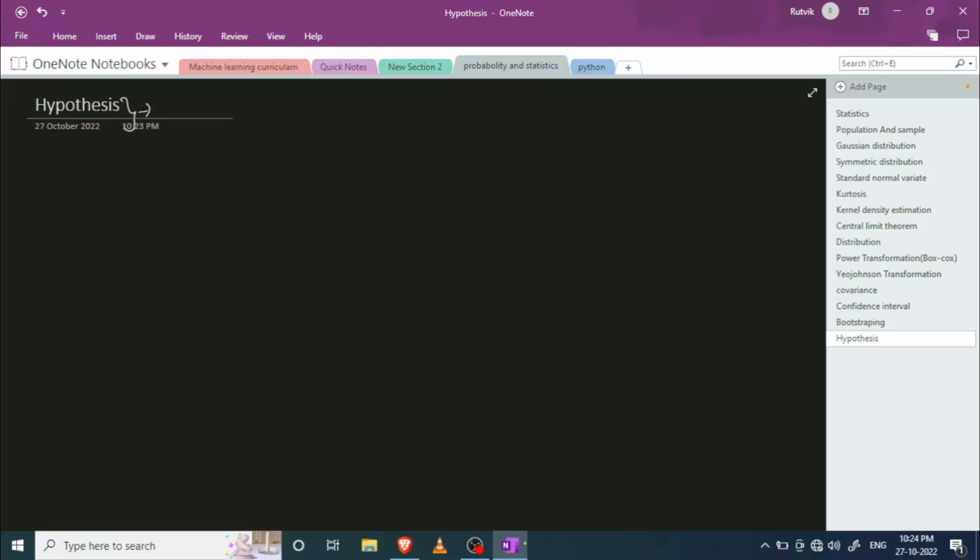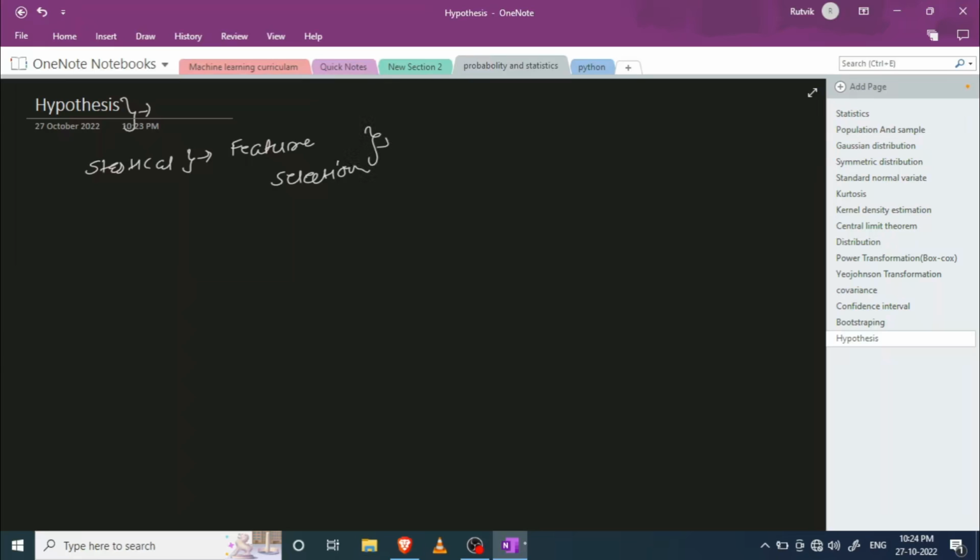So basically, hypothesis is a statistical concept. With the help of this concept, you can identify the relation. You can identify that a particular thing is true or not, right? So this concept we can use in the feature selection part.